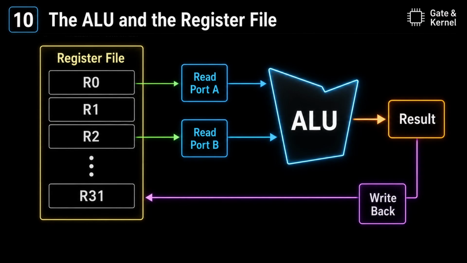So a simplified data path looks like this. Register file, 2 read ports. ALU. Result. Write back. Register file again. This is one of the basic patterns that appears again and again inside a processor.